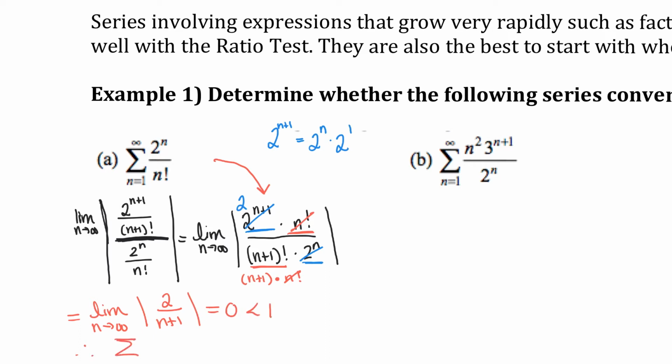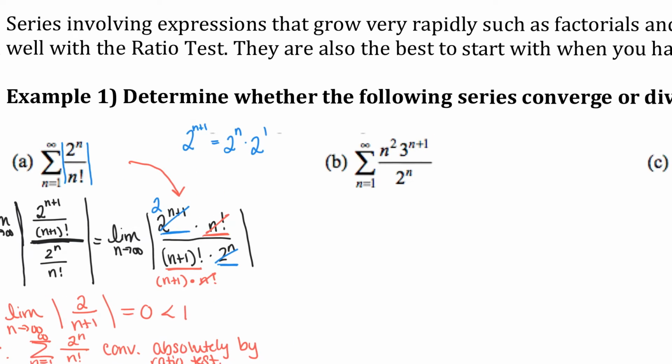Therefore, the series converges absolutely by the ratio test. And remember, why do I know it converges absolutely? It's because if I add absolute value signs here, that series doesn't change at all. So therefore, it's going to converge absolutely. Let's take a look at the next example.